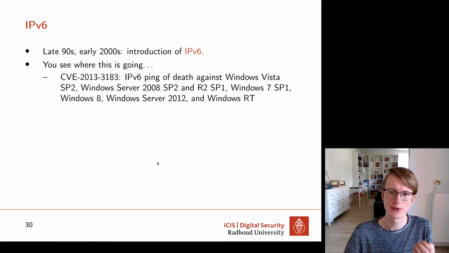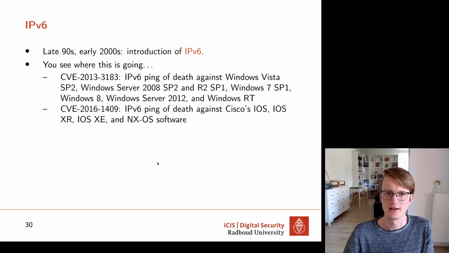So in 2013, another ping of death attack was found against Vista, many versions of Windows. In 2016, a bunch of routers, very expensive hardware from Cisco, were broken. Again, people assume things from the standard and don't pay attention, and then someone uses it against you.